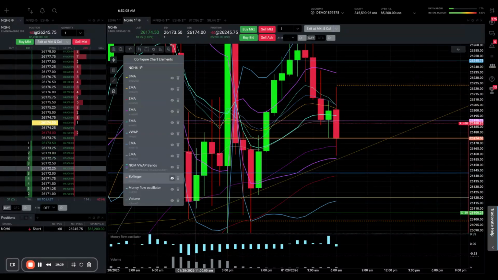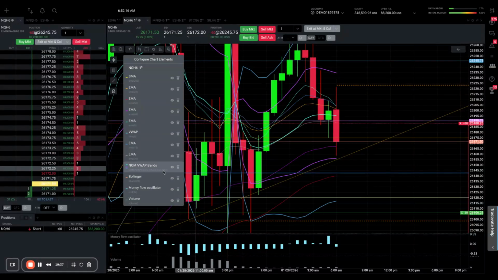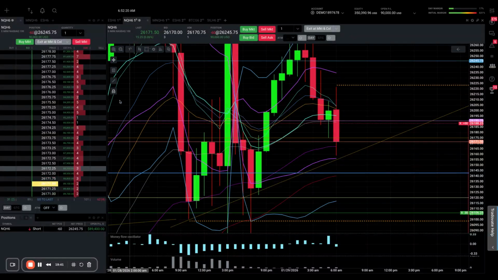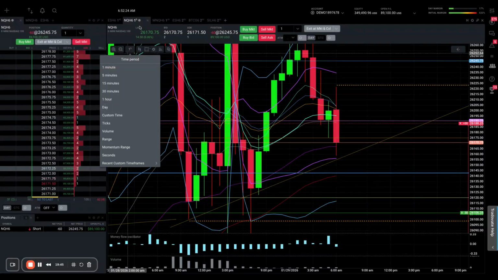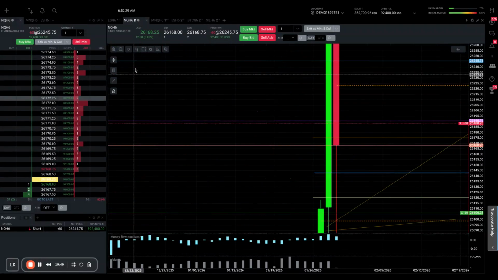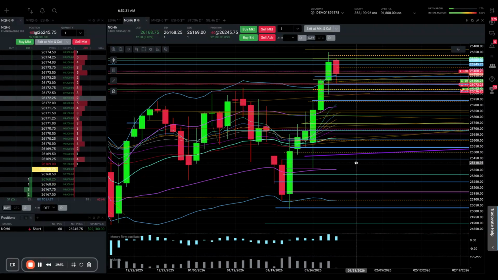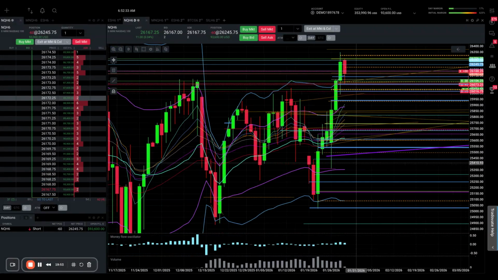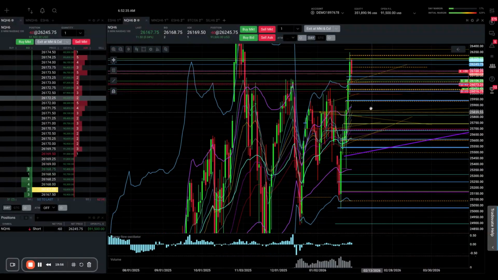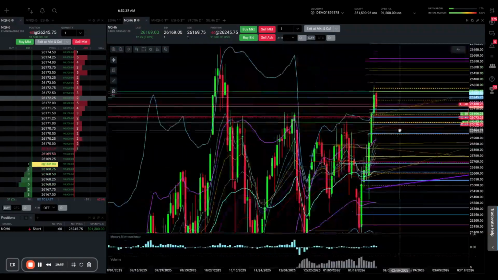But overall, the trend is your friend, guys, and we are going up. So as of right now on the higher time frames, we are bullish. And remember, guys, when you have more than 3 time frames lining up, you're bullish.